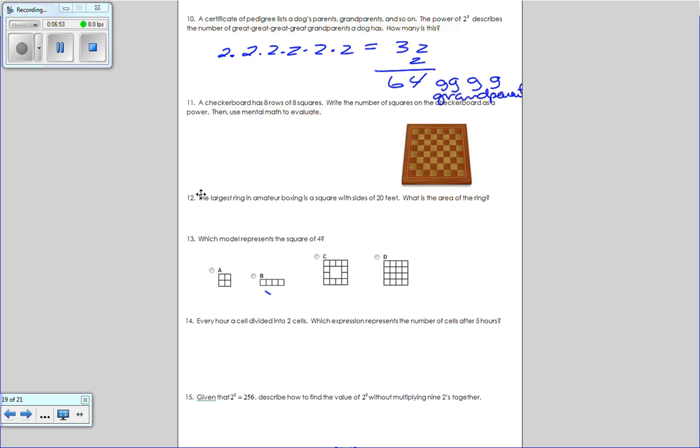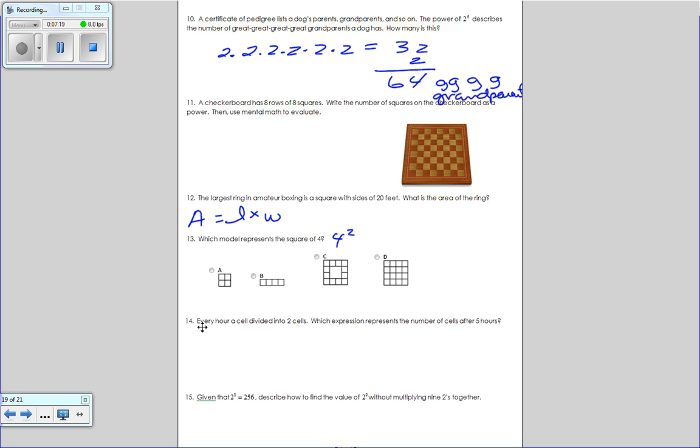All right. Number 12 is finding area. Remember that area equals length times width. 13, which of these models represents 4 squared? So, or the square of 4 as it's written. So this is going to be 4 squared, okay? If you evaluated 4 squared, how many tiny squares would there be? And which one of these represents that?